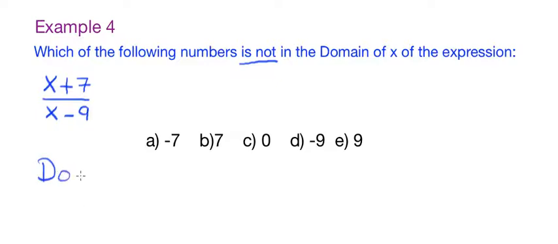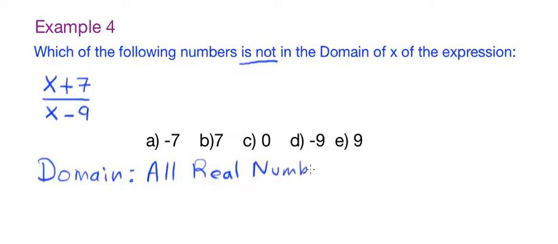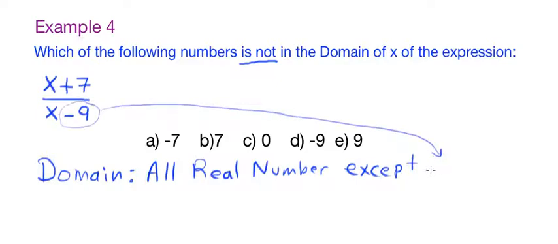So again, we start by saying the domain will be all real numbers. It always starts with all real numbers, so all real numbers except, we look at the denominator, take the opposite, so except 9, right? So all real numbers except for the number 9 are the domain of this variable x. So the number 0, 1, any number, the only bad number is 9.